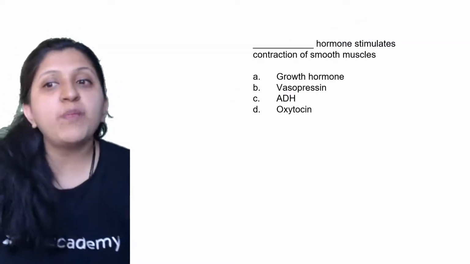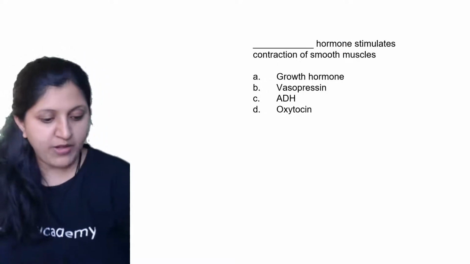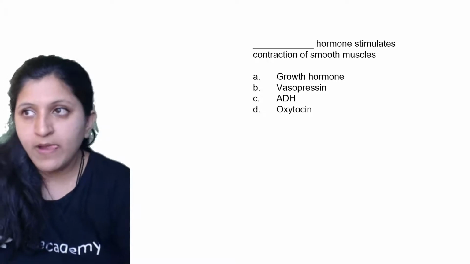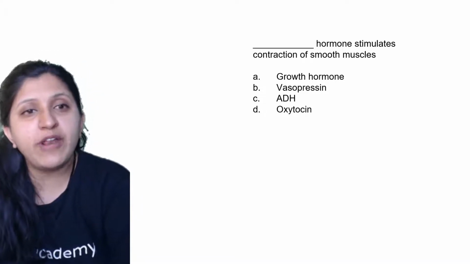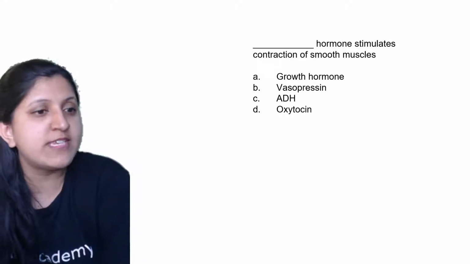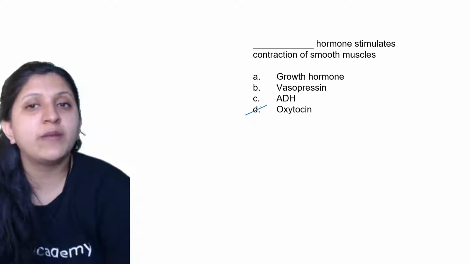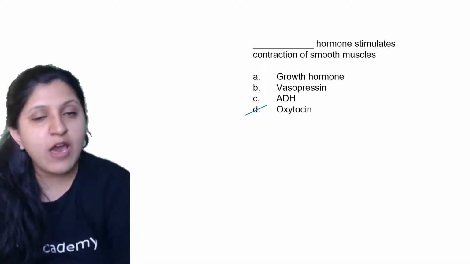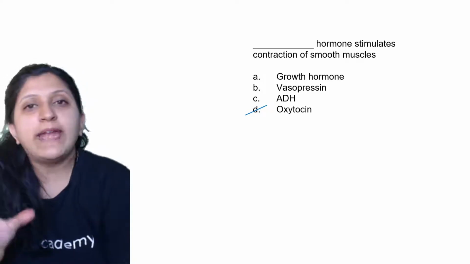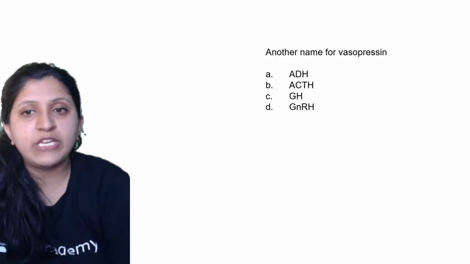So dash hormone stimulates contraction of smooth muscle. The contraction of smooth muscles can occur. In this case, smooth muscle contraction you saw in the uterus itself, which I gave as an example. Smooth muscle contraction will occur because of the oxytocin. When the oxytocin hormone is released, that is when the contraction will occur, and that is how the delivery of the fetus will occur.